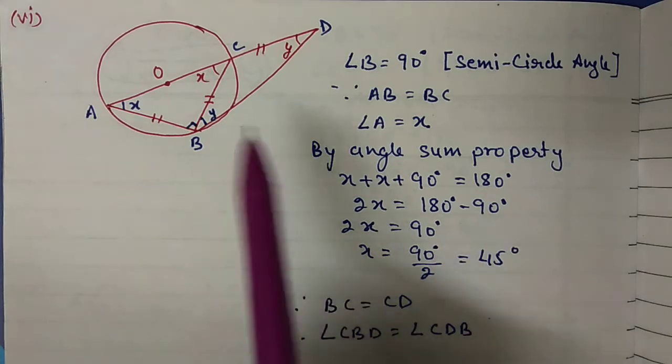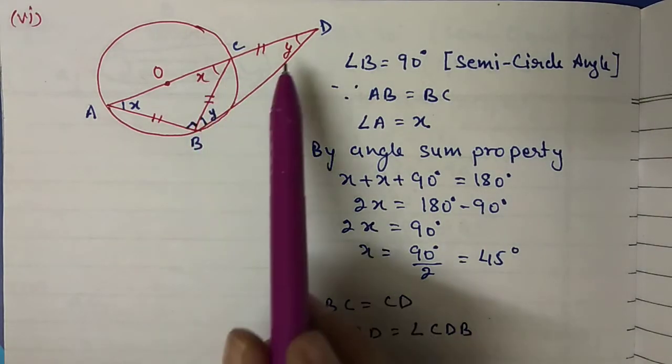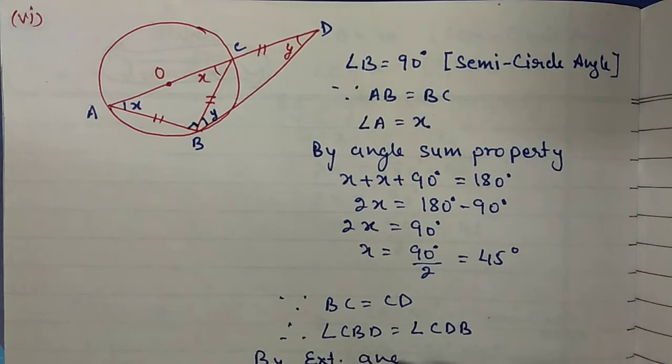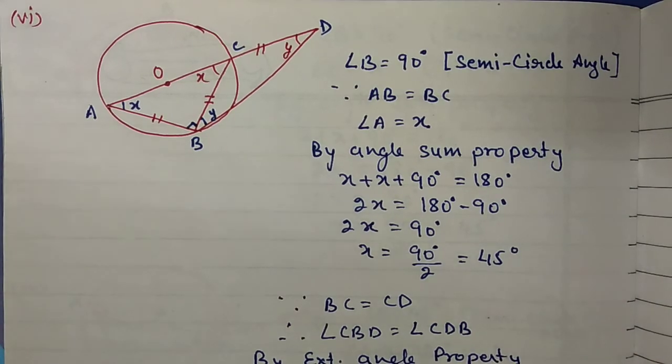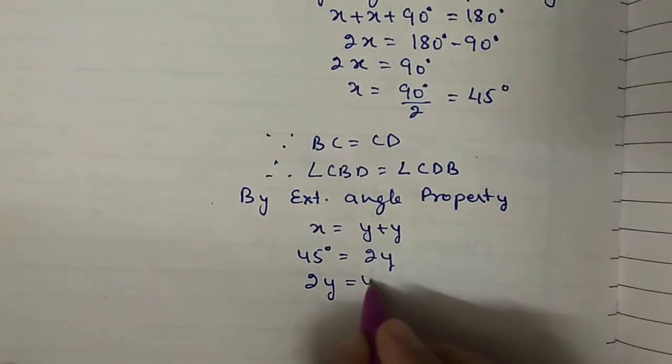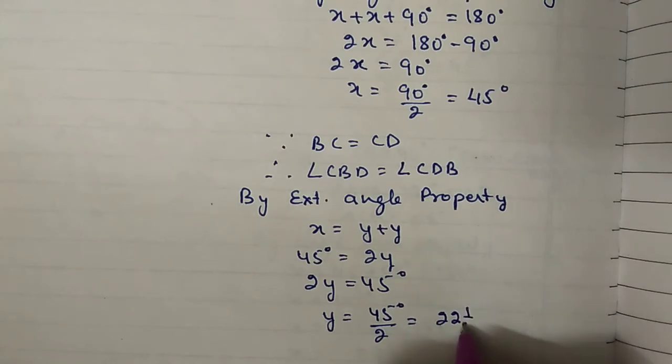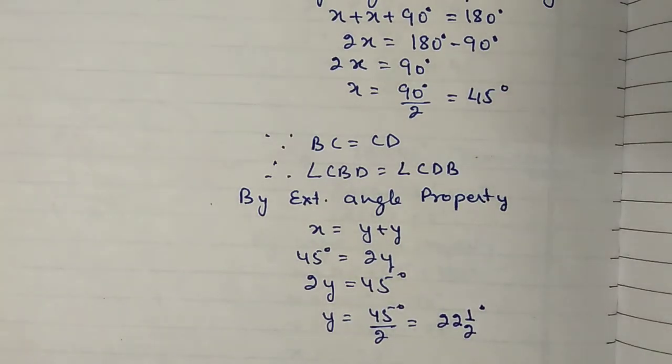Now we can use here the exterior angle property. This x will be equal to the sum of interior angles. By exterior angle property, x will be equal to the sum of the opposite interior angles, means y plus y. So x we have 45, y plus y will become 2y, so 2y is equal to 45 degrees. So the y value will be 45 divided by 2, 22 and 1 by 2, or we can write 22.5 degrees.